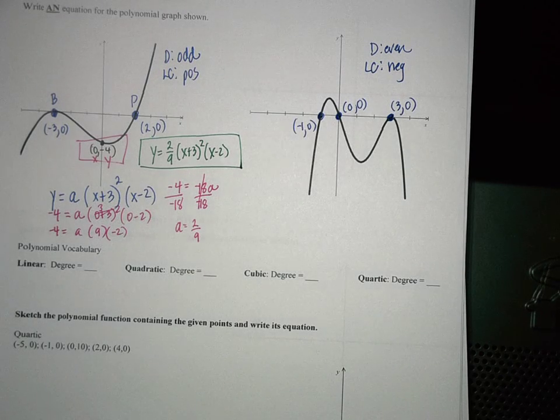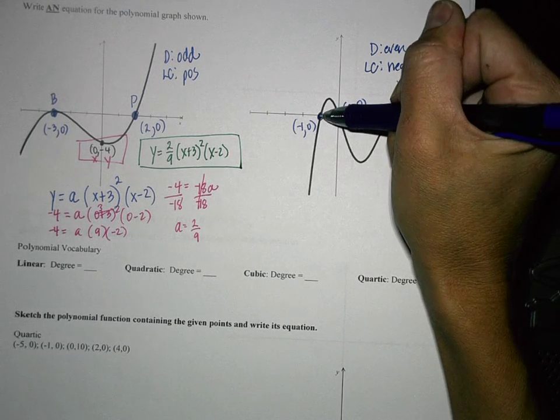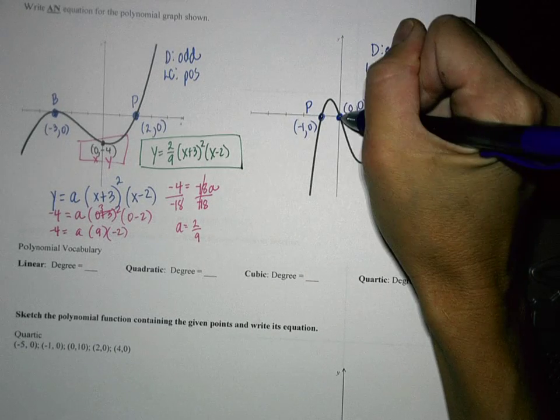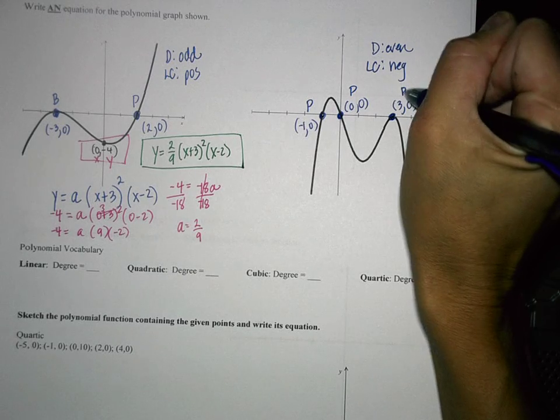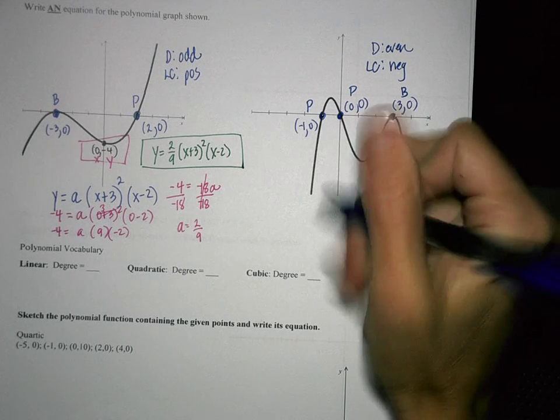Are you guys ready? Oh, what else did I not write that I should write? Passing through or bouncing, right? So this point is what? Passing through. 0, 0 is passing, and 3, 0 is bouncing. Very good. All right, so here we go for our equation.